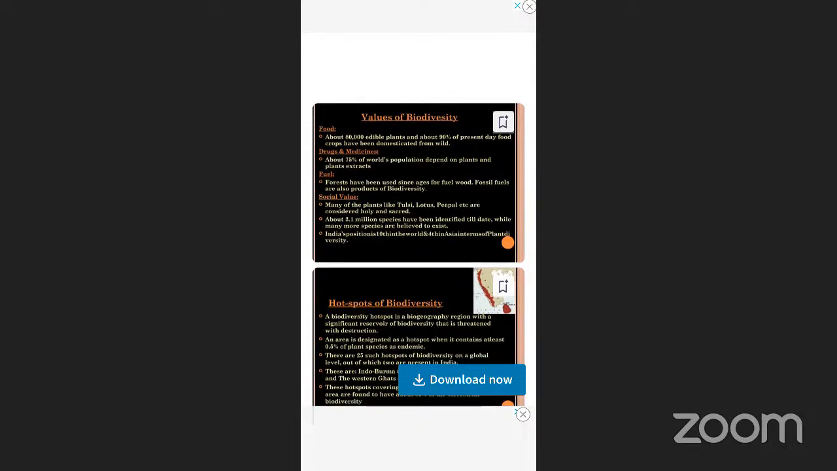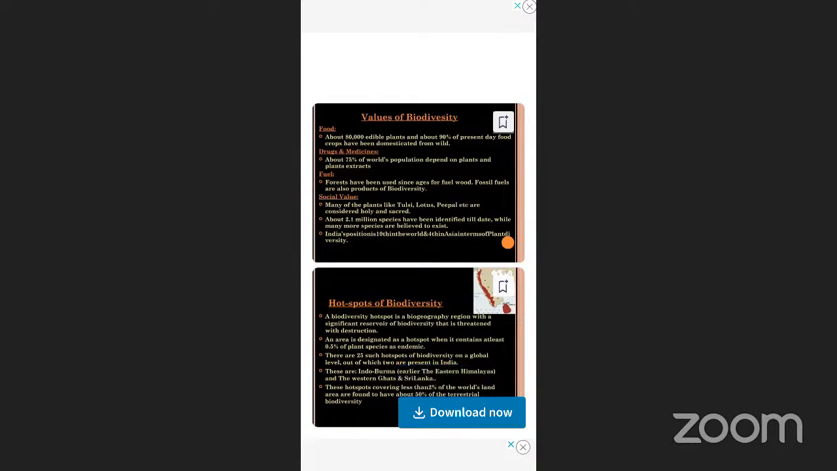The forest has been used since for fuel wood, and fossil fuels also come from biodiversity. What is the meaning of fossil? Fossil means especially from so many years ago. For example, long back, plants and animal species were preserved in sedimentary rocks. In the fossilization process, they form the fossil fuels.